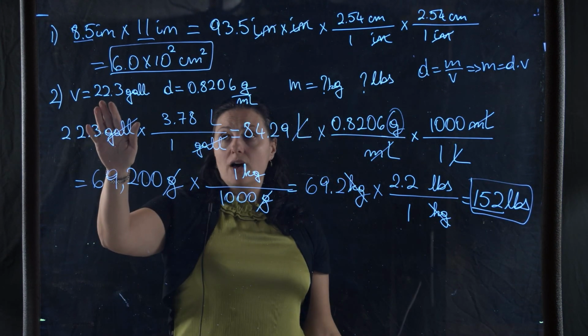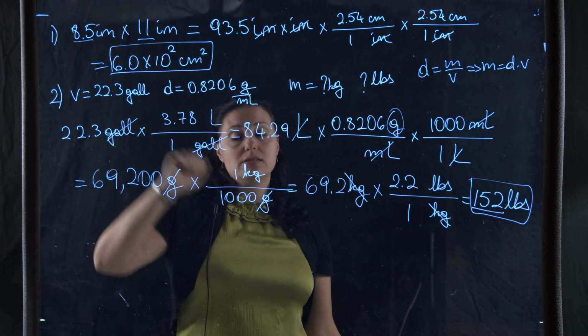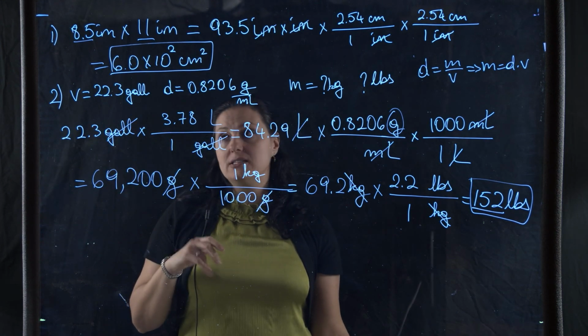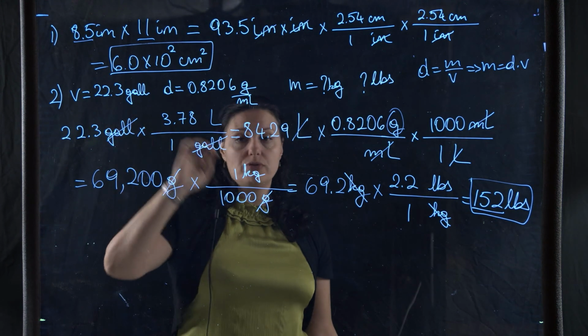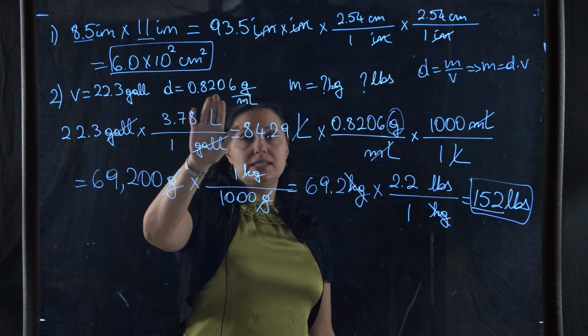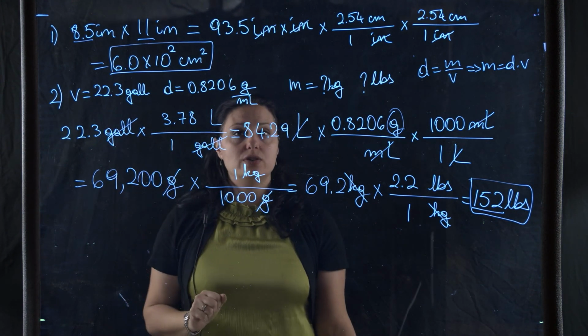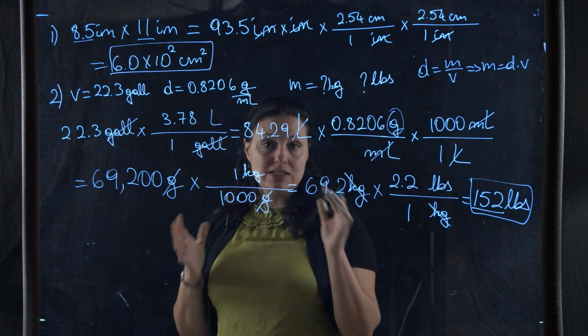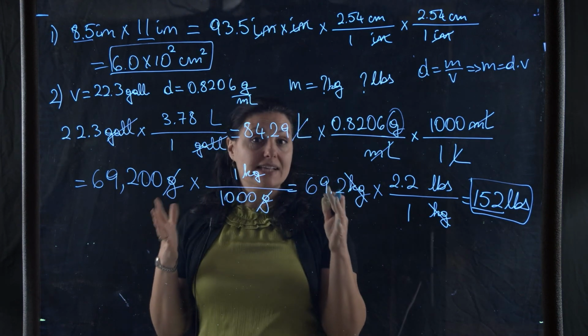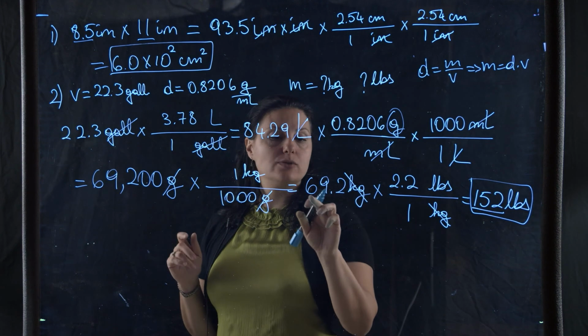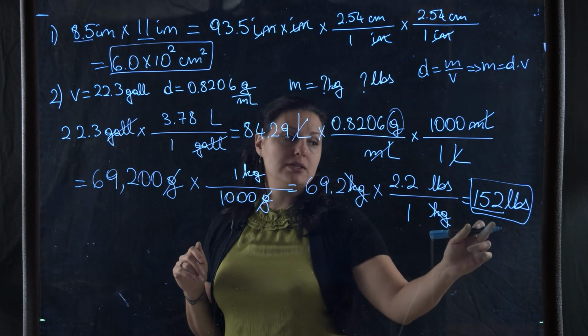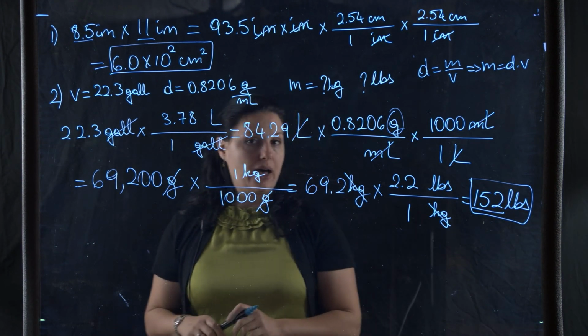Therefore, a volume of 22.3 gallons that is completely full of gasoline, so a tank that has 22.3 gallons in it, with a density of gasoline being 0.8206, will weigh just the tank, basically the gas in the tank, without the tank, but the gas will weigh 69.2 kilograms or 152 pounds altogether.